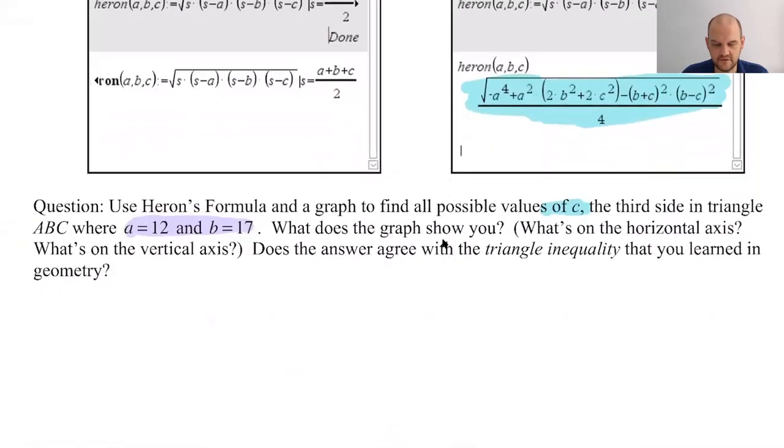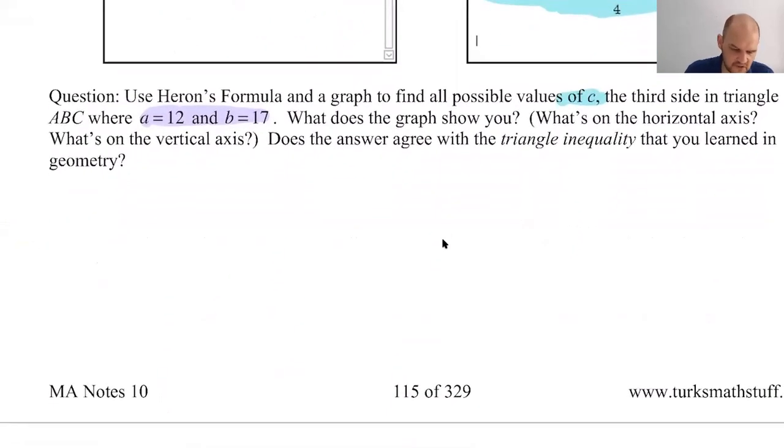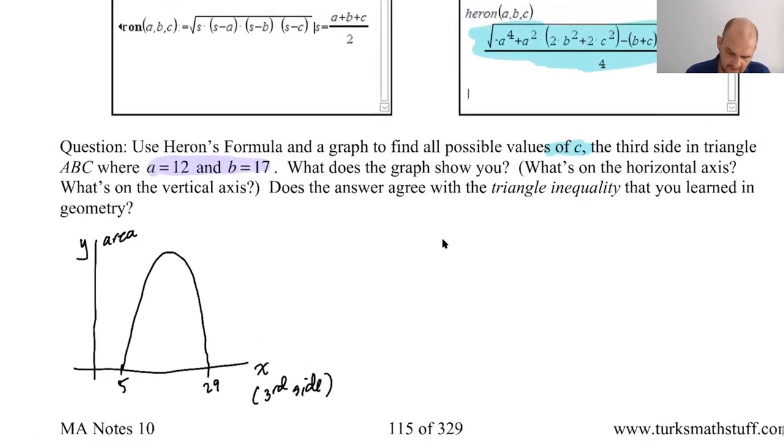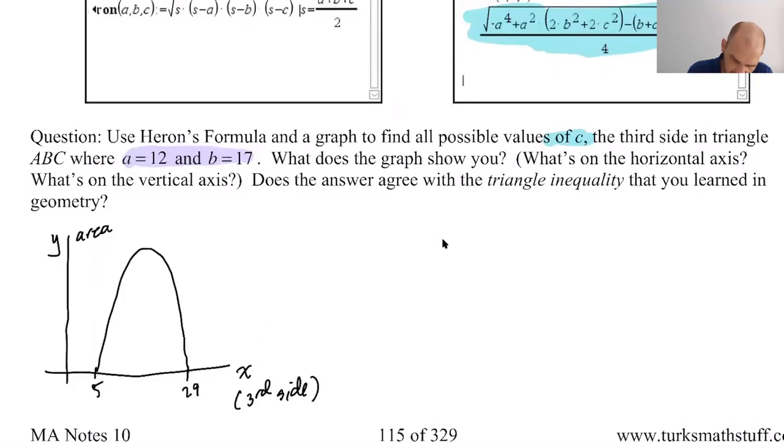But anyway, here, I'm going to sketch what I saw. So I saw basically X, and then let's say it's Y. So it's 5, 29, and it looks kind of like this. So this is area of the triangle, and this is the third side. So that's what we get. So I'm going to say that C, I guess, 5 to 29.